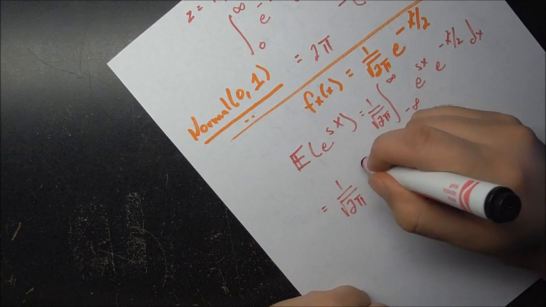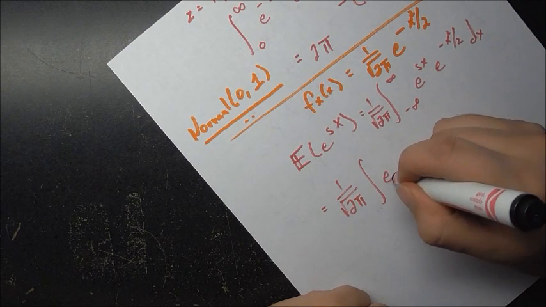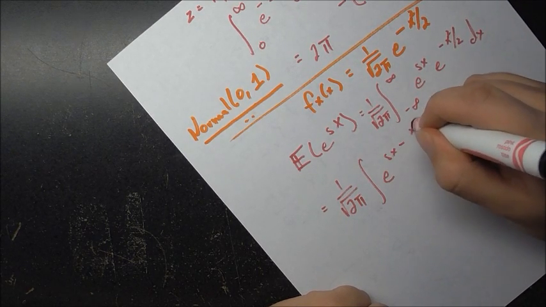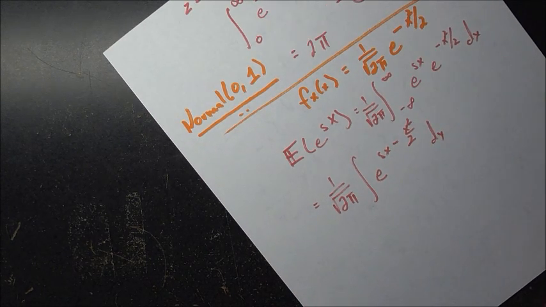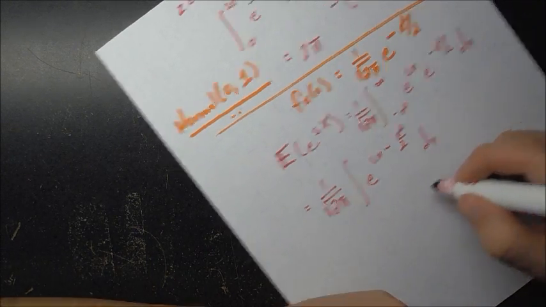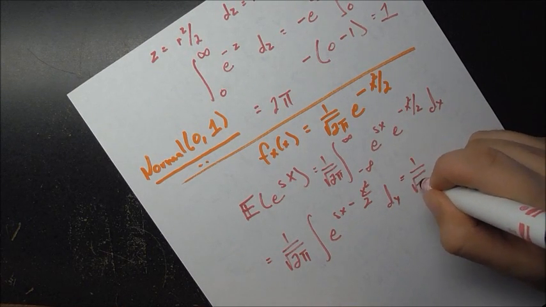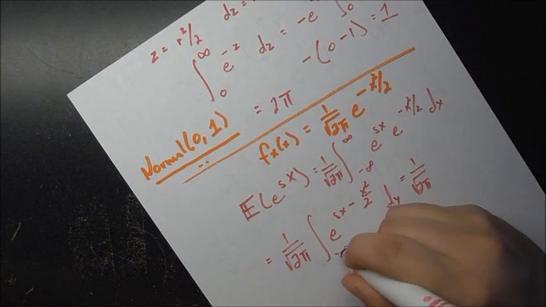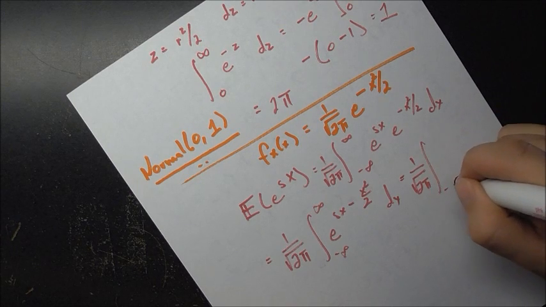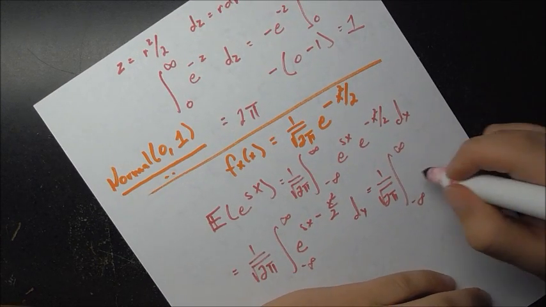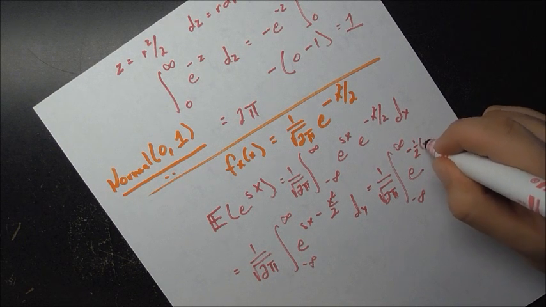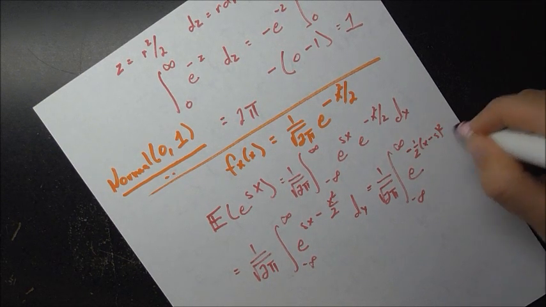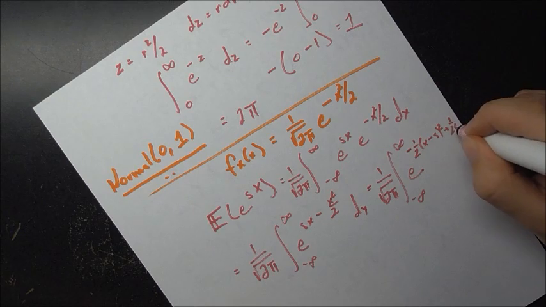So 1 over radical 2 pi. Let's first just combine the exponents. We have e to the sx minus x squared over 2 dx. I'm going to rewrite it in the actual form, and then we'll just confirm that it's correct. So we have 1 over radical 2 pi, and I forgot my bounds here, so minus infinity to infinity, and we're going to have e to the power of negative 1/2 (x minus s) squared plus 1/2 s squared.